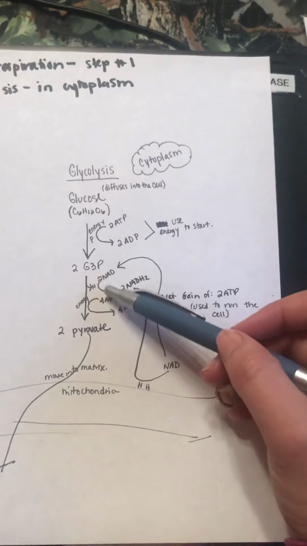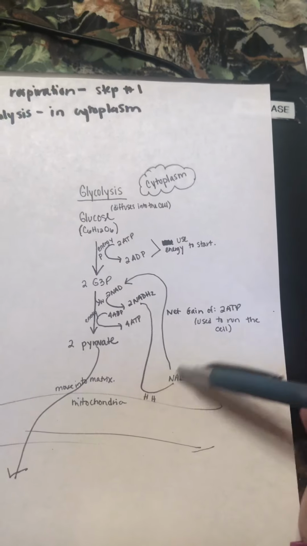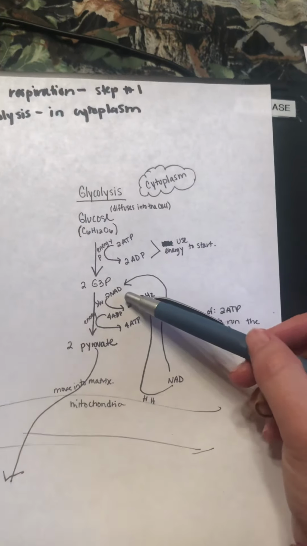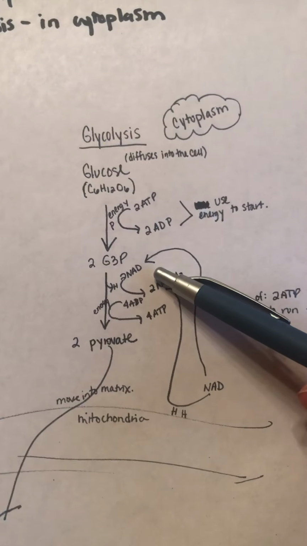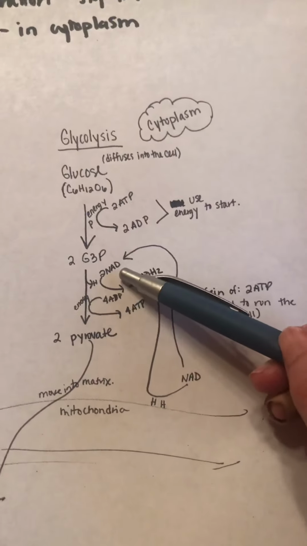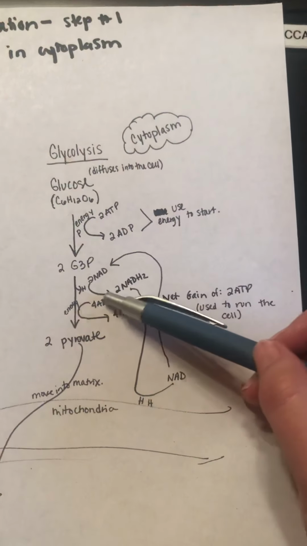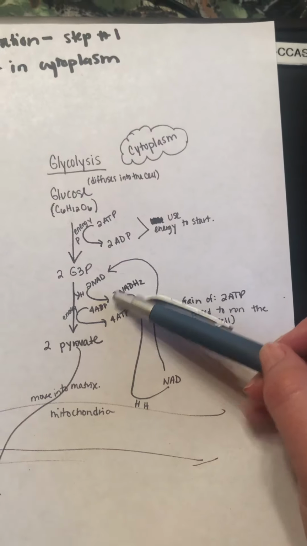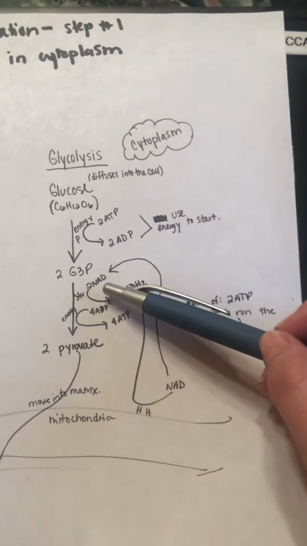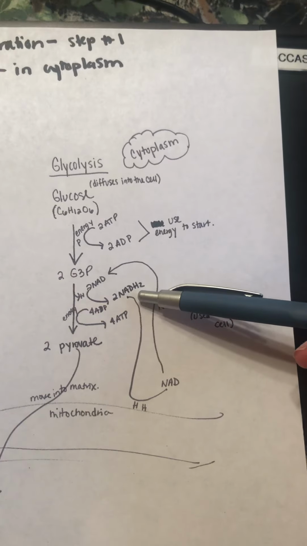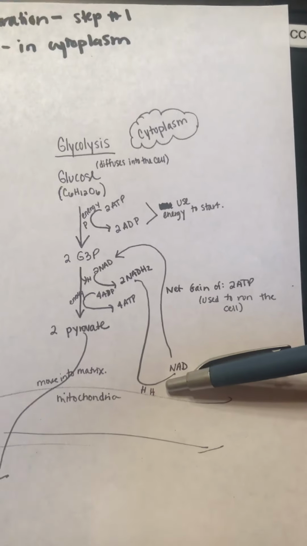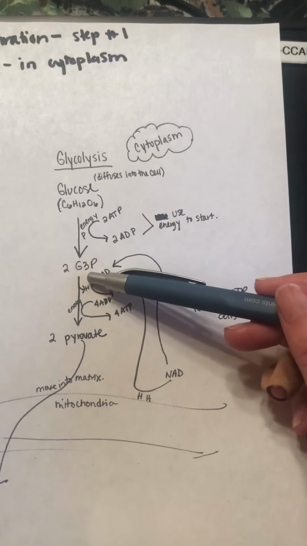Then what happens is we start to take away some hydrogens. Where in photosynthesis we had NADP, because they were involved in photosynthesis, we now have NAD molecules. The NAD molecules are going to pick up some hydrogens. So we're going to strip some hydrogens away from those G3P molecules. You're going to take 2 NADs. They're going to pick up those hydrogens, they're going to drop them off at the mitochondria, and they're going to come back up to get more.